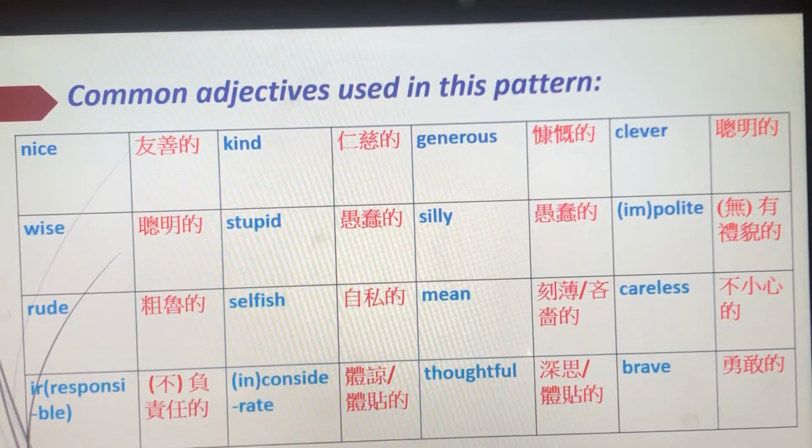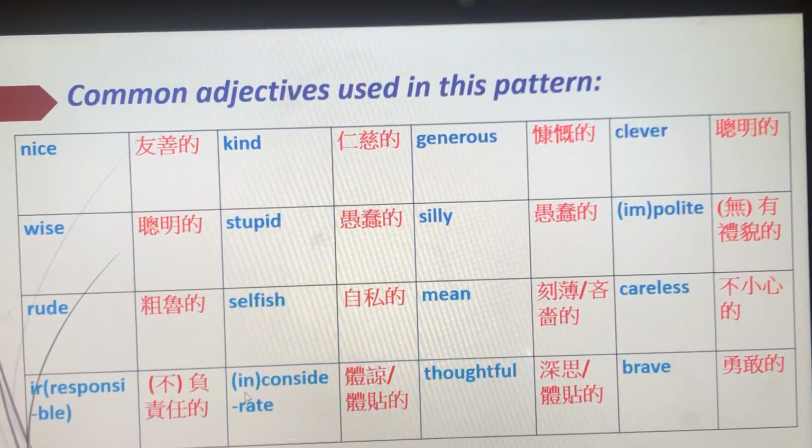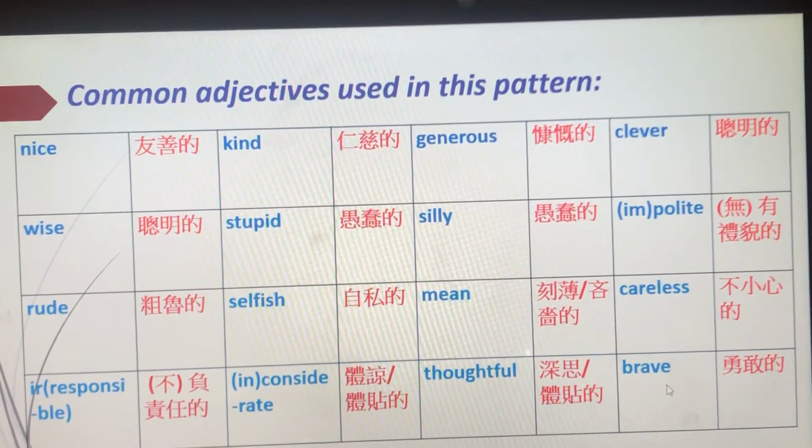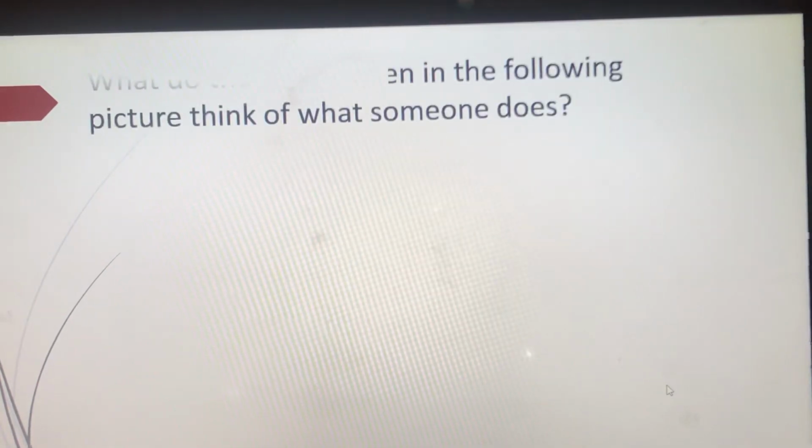Okay? Next, we have considerate. Considerate, 體諒體貼. But the opposite is inconsiderate. And another word which means more or less the same as considerate is the word thoughtful. The second last adjective is the word thoughtful. And the last one is brave. Okay? So let's do some practice.